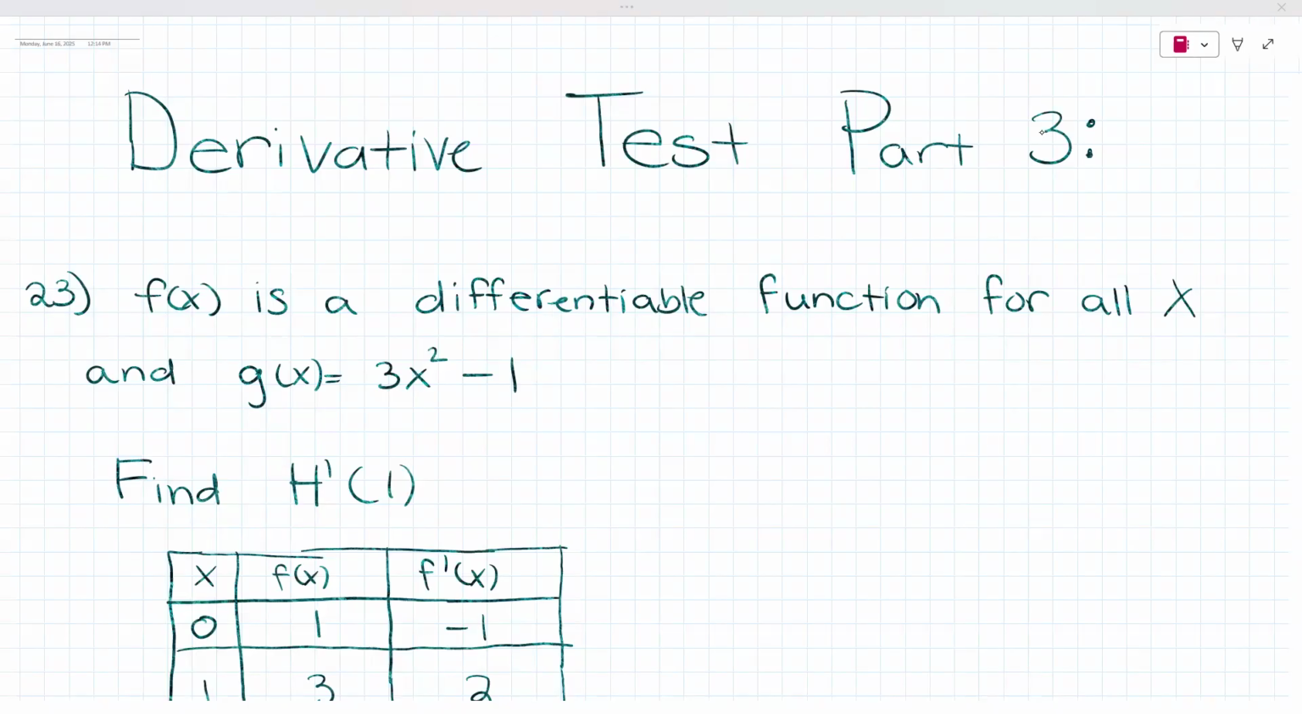Hello, this is part three of derivatives tests. Continuing on derivatives test. So let's start with 23.